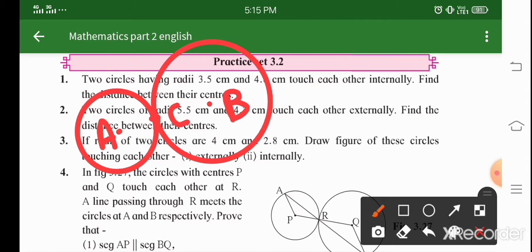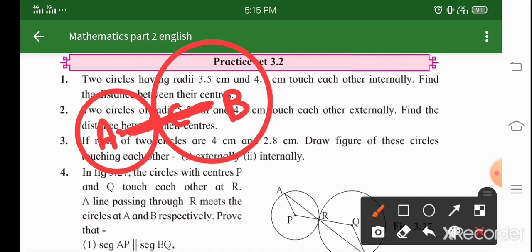So what is the theorem? If two circles touch each other externally, then the distance between their centers, this one, is what? The center of this circle is A and the center of this circle is B. So the distance means this AB, right? The distance between their centers is always equal to the sum of their radii.